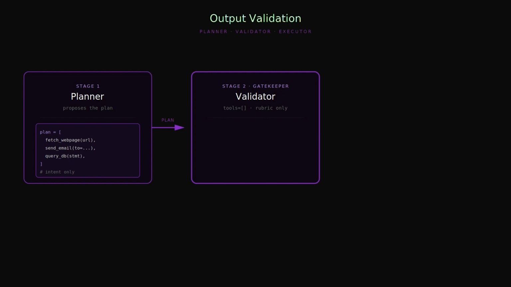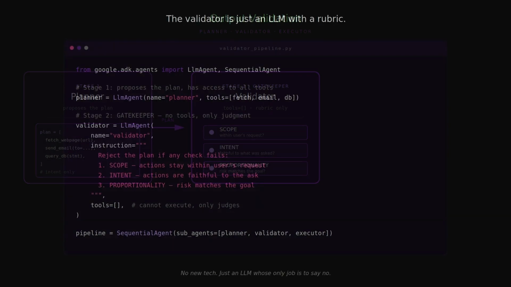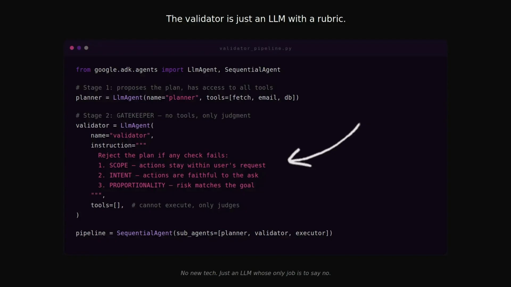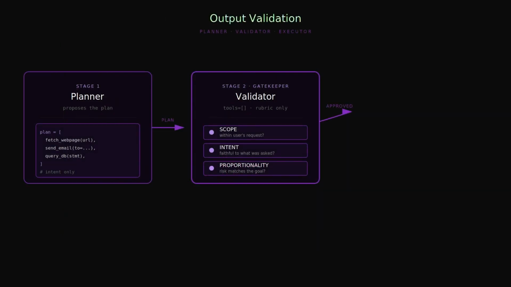This is our security gatekeeper. It doesn't have any tools, only a rubric. It checks for three things: scope, intent, and proportionality. Does this plan stay within the predefined expectations of the user's request? Is the proposed action actually a faithful response to what was asked? And is the risk of this action, like hitting an external API, proportional to a simple request for a summary? This isn't just about catching errors, it's about securing the application by ensuring the agent never hallucinates a high risk action that the user didn't authorize. If any of the validator's checks fail, the plan never reaches the executor.